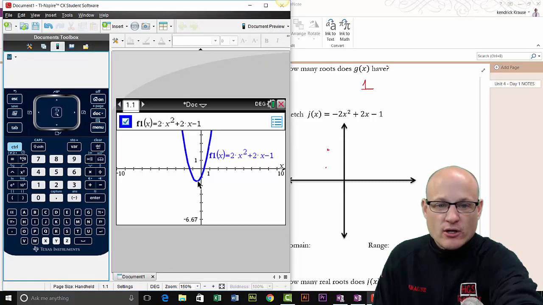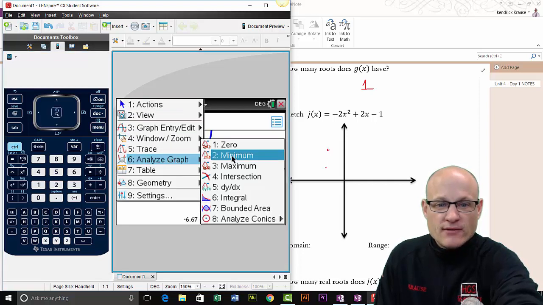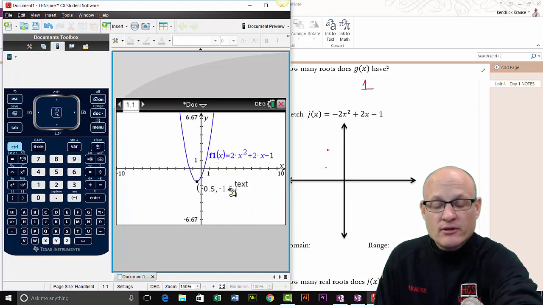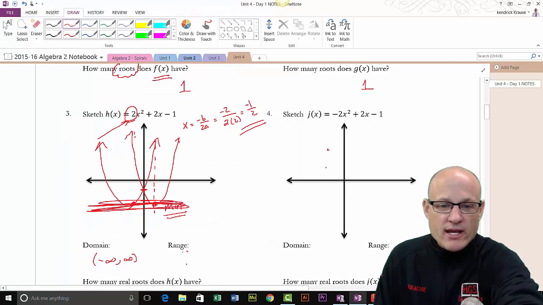It's down here somewhere. I can just go into menu, analyze the graph. Yes, I know it means analyze. And we're going to minimum, and we'll click here, and it looks like it's -1.5. So my range then would be -1.5 to infinity.